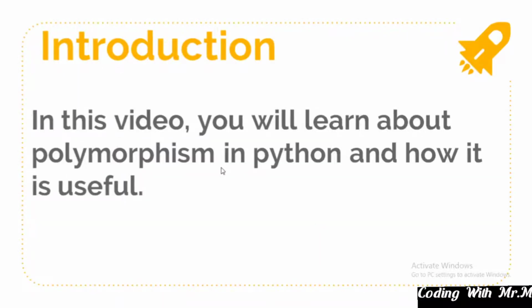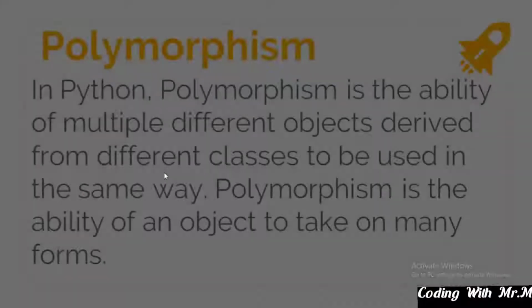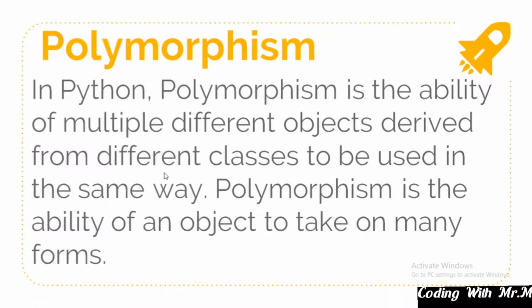Of object-oriented programming, and it's known as polymorphism. So you will learn about polymorphism in Python and how it is useful in this video. So in Python, polymorphism is the ability of multiple different objects derived from different classes to be used in the same way. Polymorphism is the ability of an object to take on many forms.